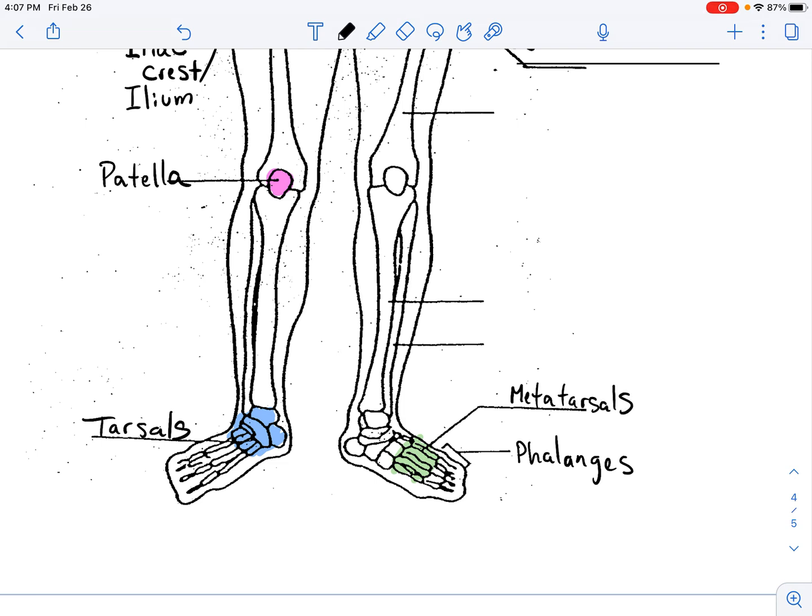And we are not going to learn the names of all of these bones in the body. You just have to know some of the actual bones you need to know the name of. Some of them are groups, and you just need to know the group name, like tarsals and metatarsals.